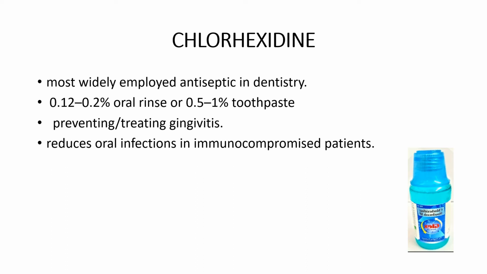So 0.12 to 0.2 percent oral rinse or 0.5 to 1 percent toothpaste is commonly used. It is mainly used in the prevention and treatment of gingivitis. It reduces oral infections in immunocompromised patients. Immunocompromised patients are more prone to get these oral infections, opportunistic infections. So this chlorhexidine is used in the prevention of those infections.